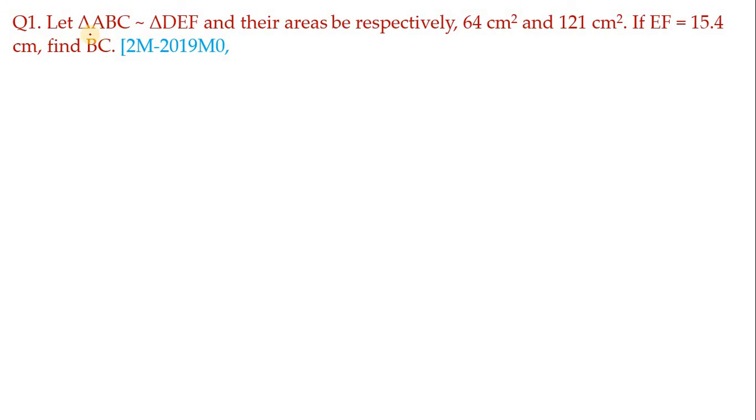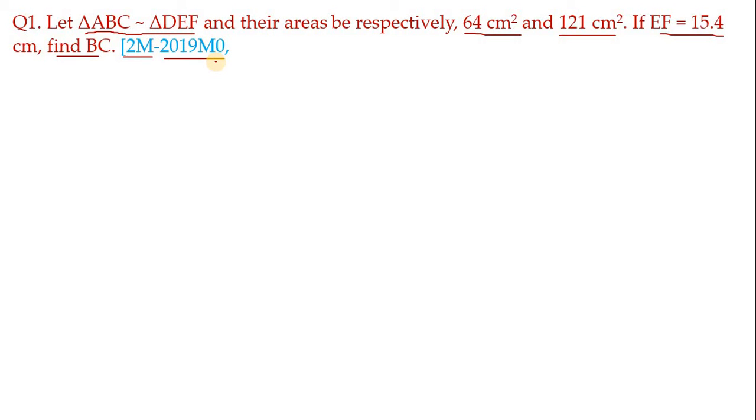First question: let triangle ABC be similar to triangle DEF and their areas be respectively 64 cm square and 121 cm square. If EF equals 15.4 cm, find BC. This is a 2-mark problem asked in the year 2019 model question paper.